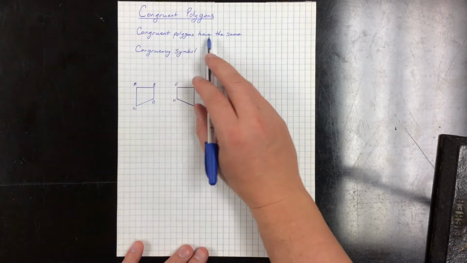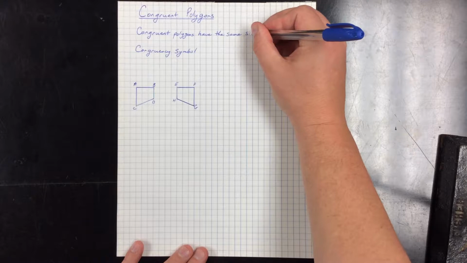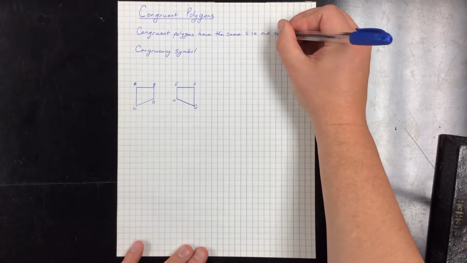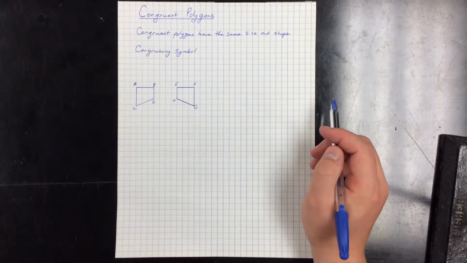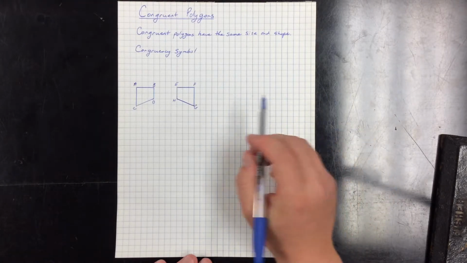Today we're going to be talking about congruent polygons, or congruent shapes. Congruent polygons have the same size and the same shape. They're equal to each other, although they may not appear so because of flips or rotations.